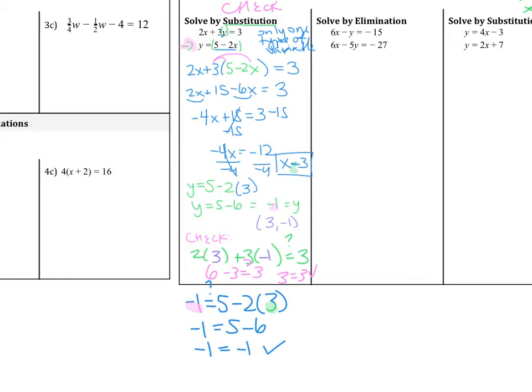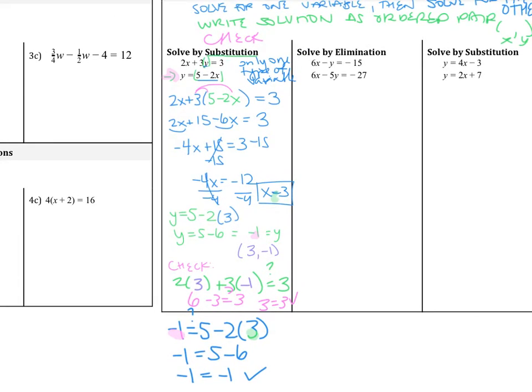So let's take a look at solving by elimination. When we solve by elimination, what we want to happen is that we want one variable to disappear. So for example, we want it to be the same variable, whether we choose x or y.